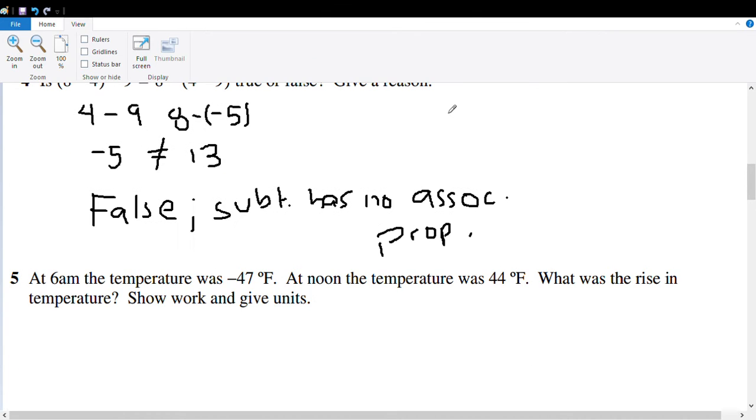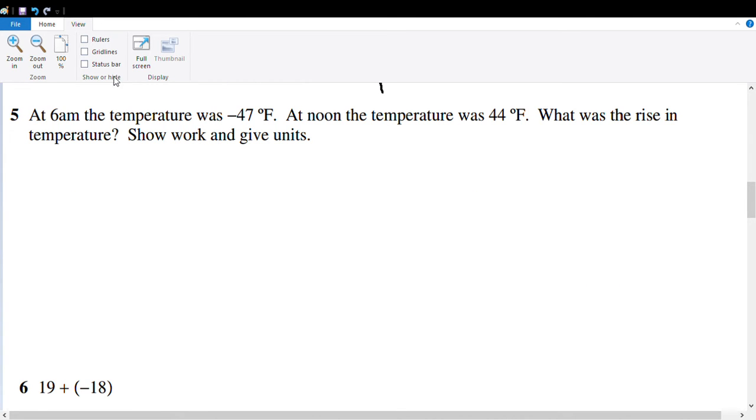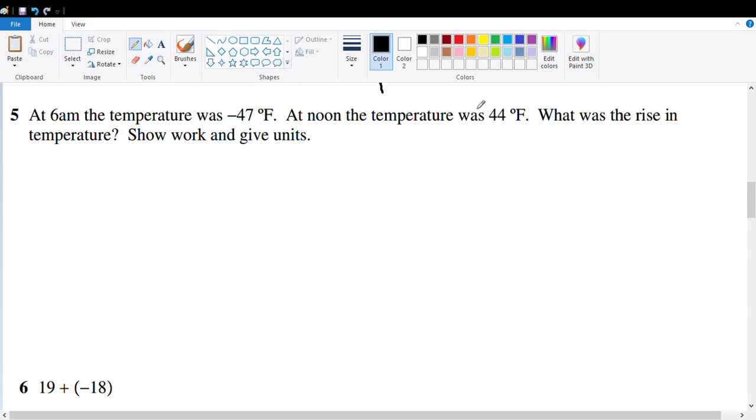Now let's move on to 5. Now we have a word problem and we're going to find the rise in temperature.